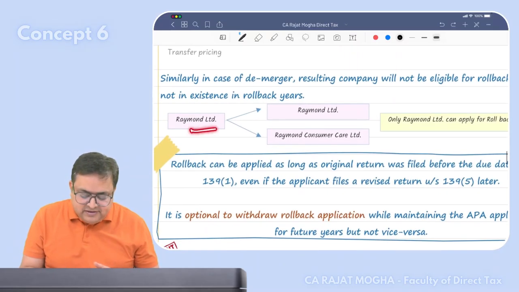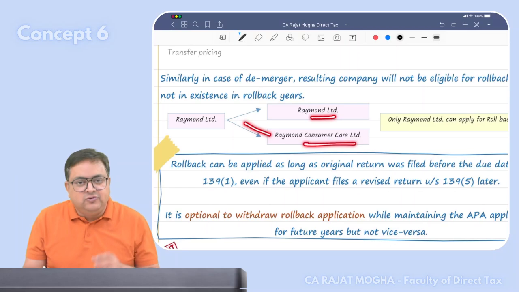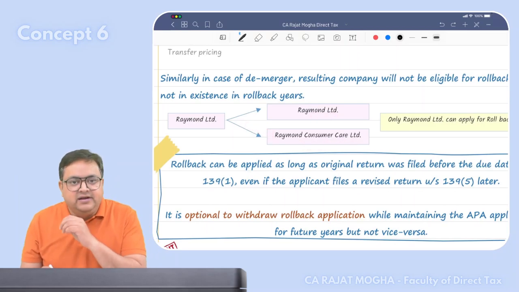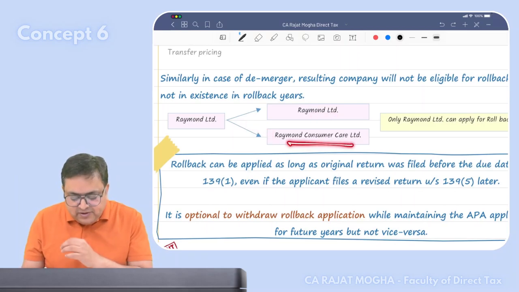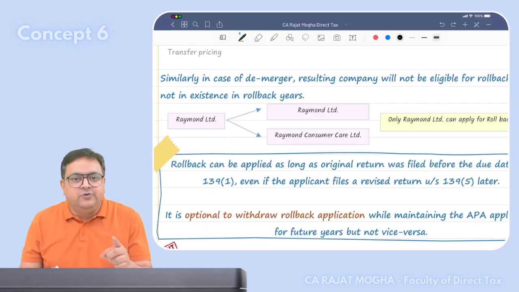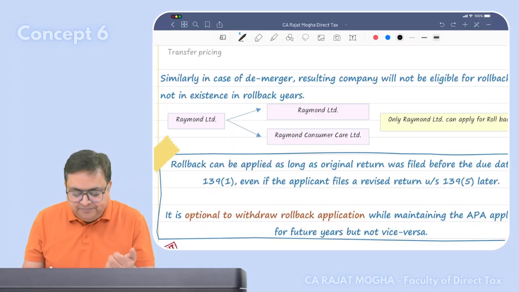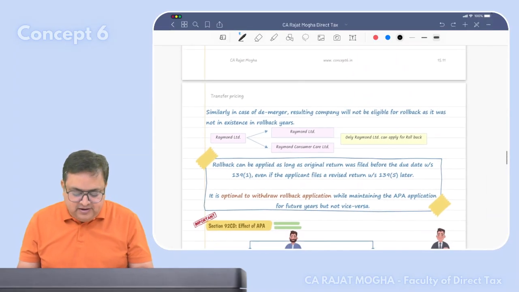So let's say Raymond's Limited demerged into Raymond's Limited and Raymond's Consumer Care. So Raymond's Consumer Care is the resulting company. Can Raymond Consumer Care go for the rollback? No, they can't go because they were not there in the past. But Raymond's Limited can go. Understood, I believe, easy.